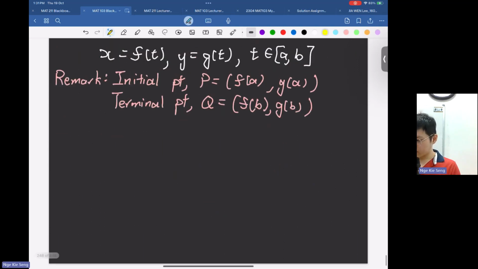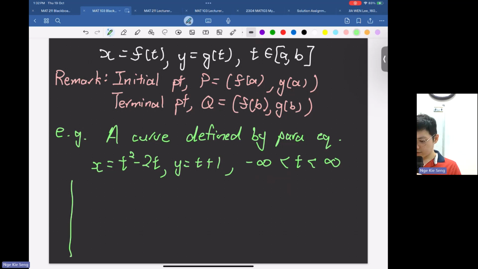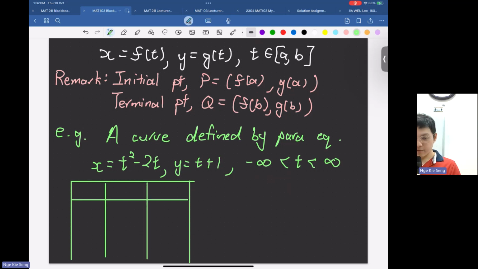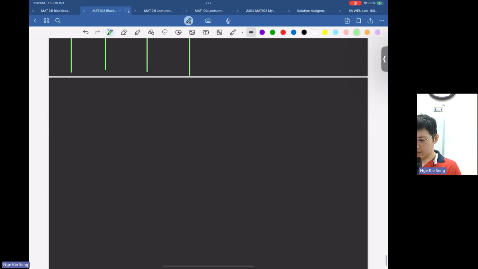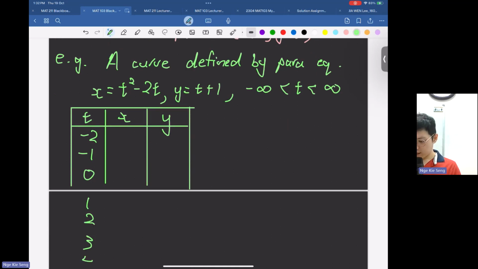So for example, let's look at one example. Let's look at a curve defined by parametric equations. We have x equals t squared minus 2t and y equals t plus 1. I want you to work it out now. Try taking out your pen or your Apple pen and work out some xy coordinates here. Let's check the times where t equals -2, -1, 0, 1, 2, 3, 4, and then see what x coordinate and y coordinate you get. Try checking these 7 values.